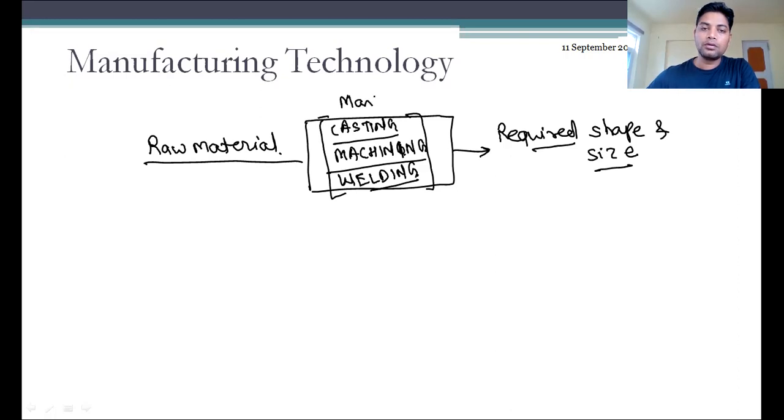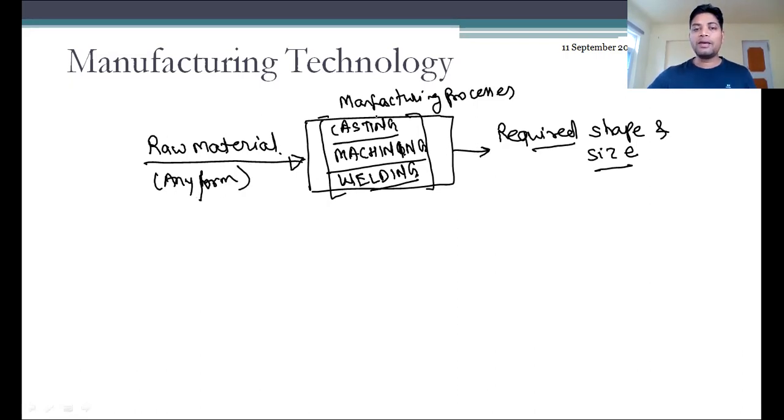These are nothing but the manufacturing processes only. Initially we have just raw materials, and this raw material can be in any form. We apply different types of manufacturing processes which are available to us, and finally we get the required shape and size. This is the meaning of manufacturing technology. By the way, I'm not discussing casting, machining, and welding in detail here, I'm just briefing you, because we have to cover them later in different chapters. So this is a simple definition of manufacturing technology: whatever raw materials we have, we can convert them into the required shape and size by using the different types of operations or processes available to us.